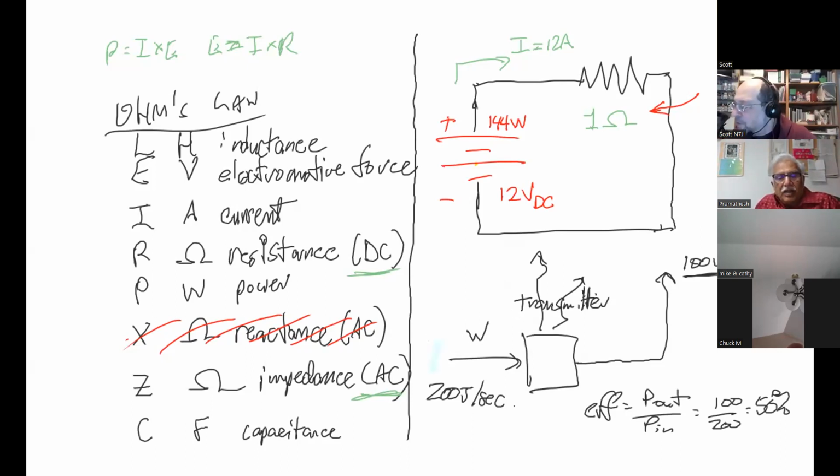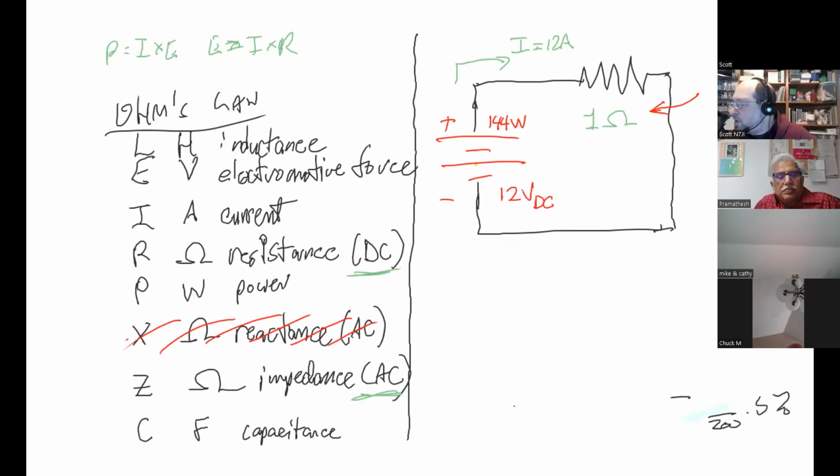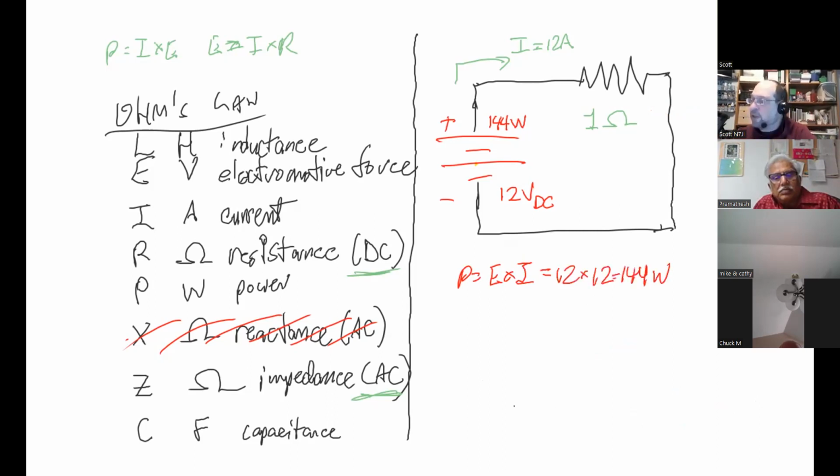Okay, so getting back to our discussion of Ohm's law and power, we're going to have this circuit right here, and we're going to have power equals E times I, which is 12 times 12 is 144 watts. Now, we're also going to look at the resistor. How much current is going through that resistor? The way that this is drawn, our current going into the resistor is 12 amps.